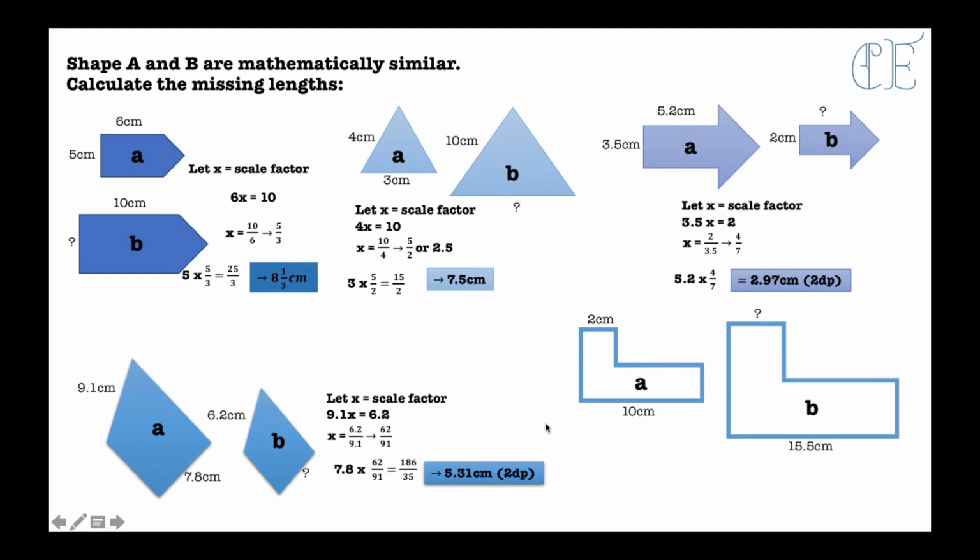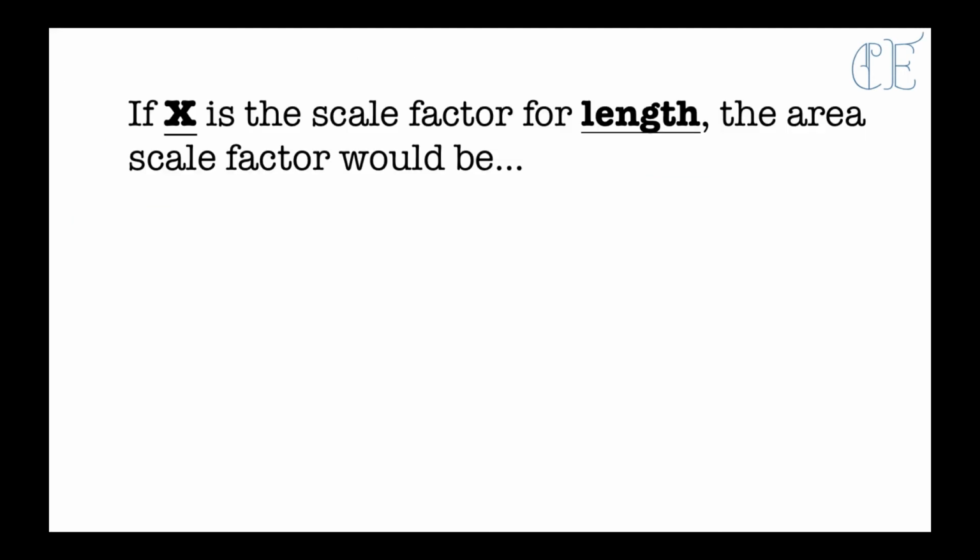Okay, on this last one here we have 10x equals 15.5. So divide by 10 and that gives us x is 1.55. So our scale factor is 1.55. 2 times 1.55 gives us 3.1 centimetres for the last one. So well done if you got all those right, they're quite tricky.